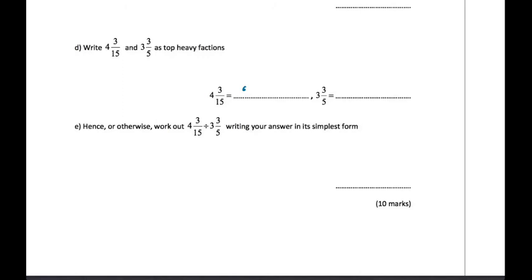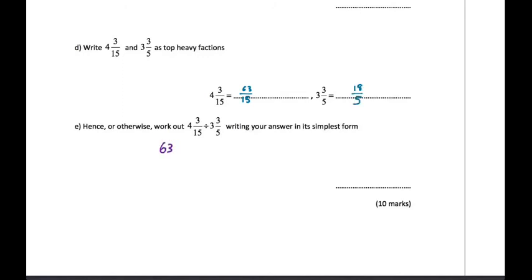Write these as top-heavy fractions. So we could do, this is the same as 63 fifteenths, because 4 and 3 fifteenths is going to be 60 fifteenths and 3 more fifteenths, so 63 fifteenths. And 3 and 3 fifths, well, that's going to be 15 fifths and 3 more, so 18 fifths.